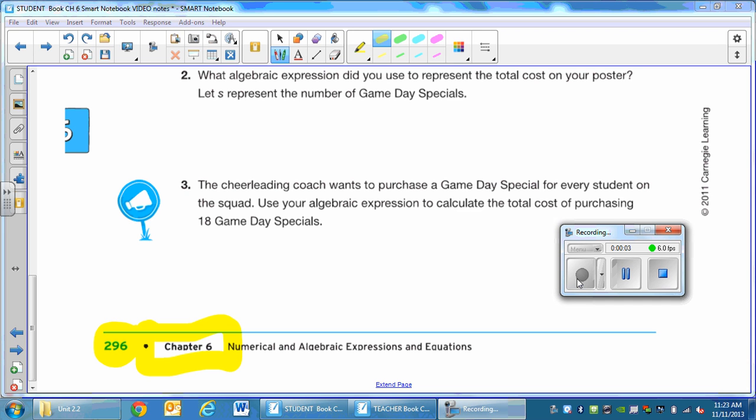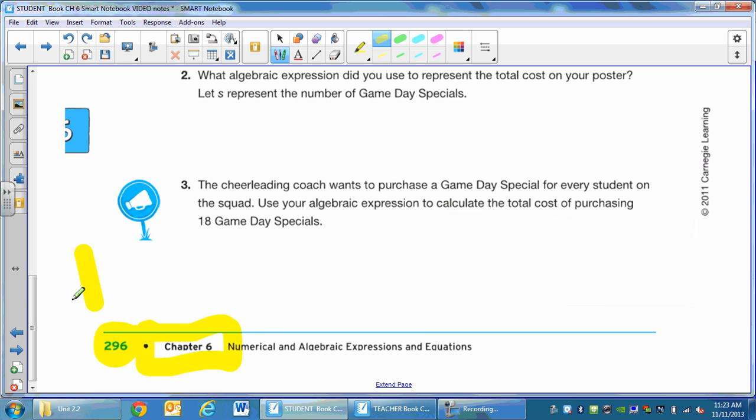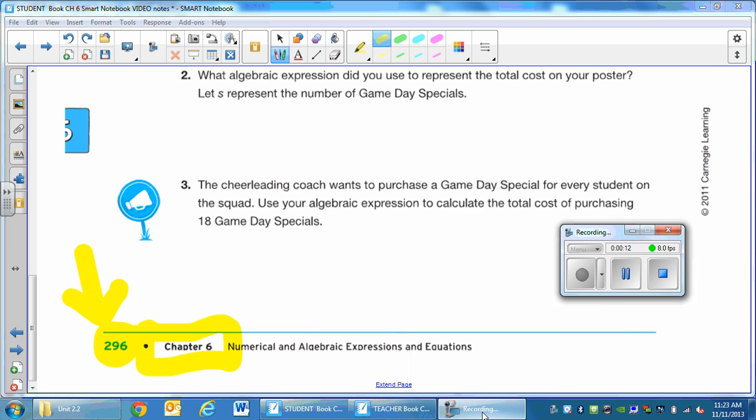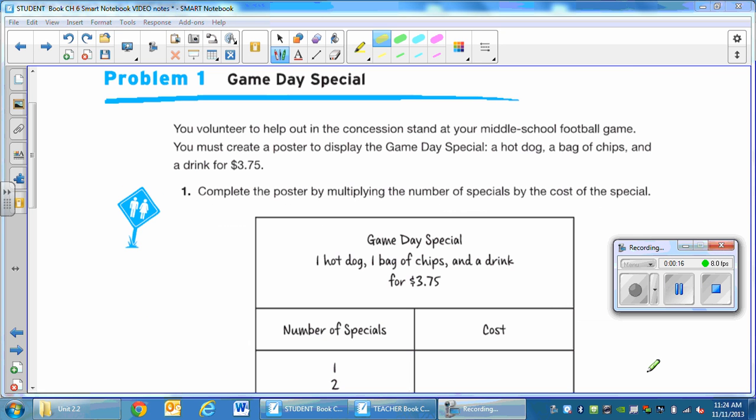Good evening. Tonight we are going to start Chapter 6, and we're going to start on page 296. So everybody turn to Chapter 6, page 296. Please read with me as I read.